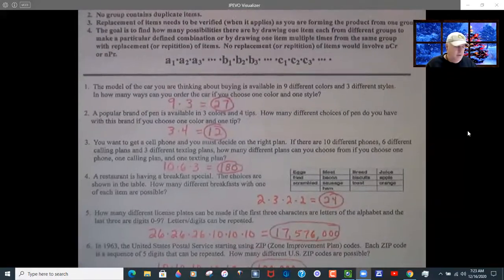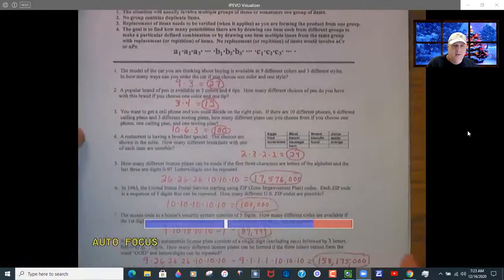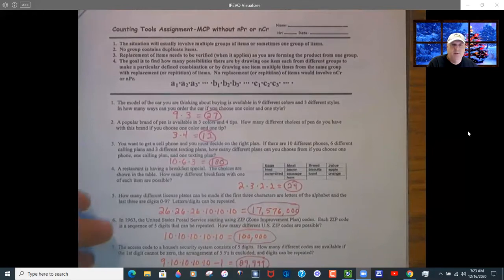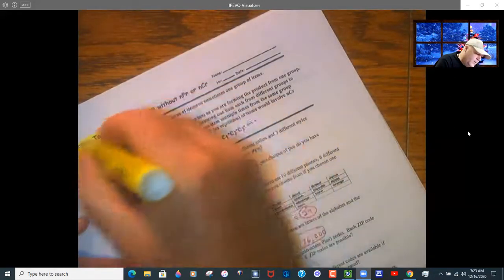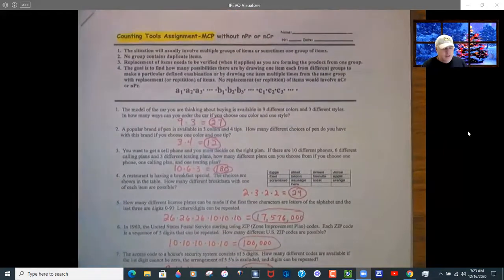Anyway, so those 3 are really great to do, but just the first page is all you really need to do if there is a question on the multiplication counting principle. And notice my heading up here, counting tools, just the MCP is really all you need. You're multiplying to count possibilities.